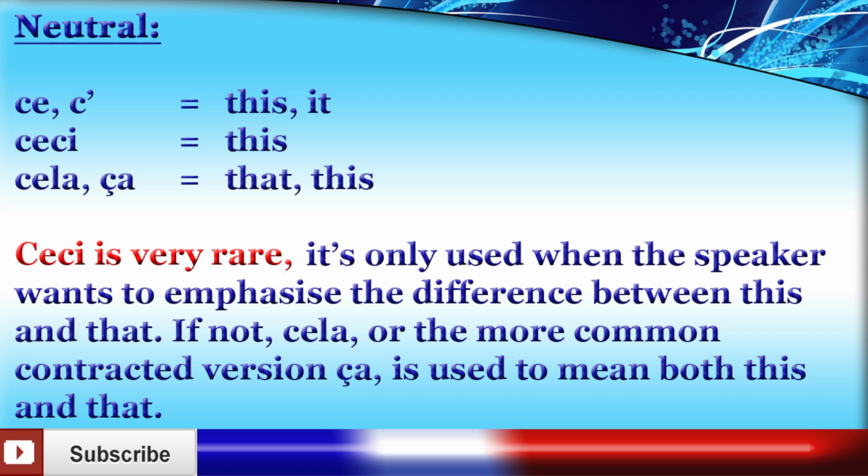So when used with the verb être, meaning to be, you need to choose ce or c' to mean this or it. For example, it's would be c'est. Ceci is very rare. It's only used when the speaker wants to emphasize the difference between this and that. If not, cela, or the more common contracted version ça, is used to mean both this and that.